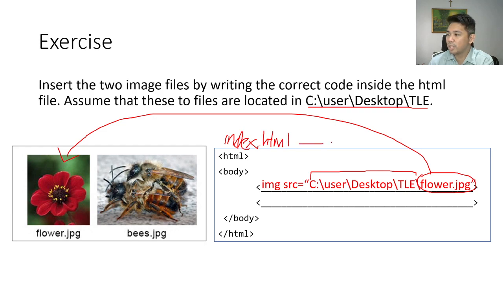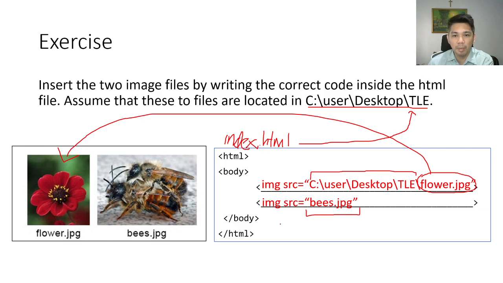So index.html is located inside the folder TLE inside desktop. We will write the image tag like this. Image source gets bees.jpg only.